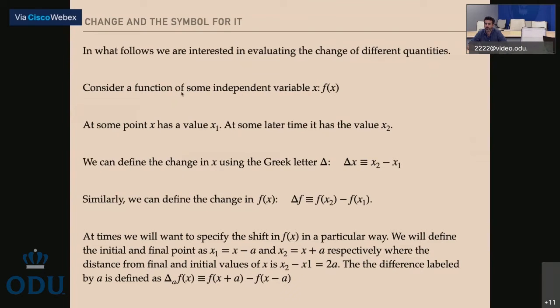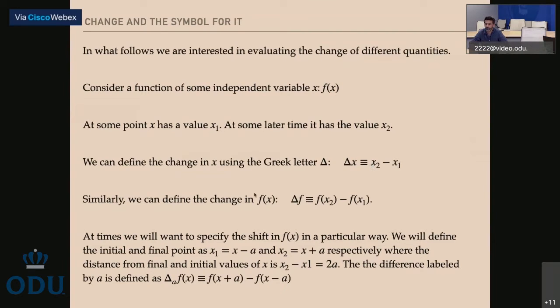So if we consider some function which depends on some independent variable, x, we're going to label that function f of x. We're going to be playing with different symbols, but you're going to see me using f of x quite a bit. And if at some point x takes on the value of x1, and at some later time it takes a different value of x2, then we can define the change in x from x1 to x2 using the Greek letter delta. Delta x is going to refer to the change in x. So it's going to be the final point in x minus the initial point.